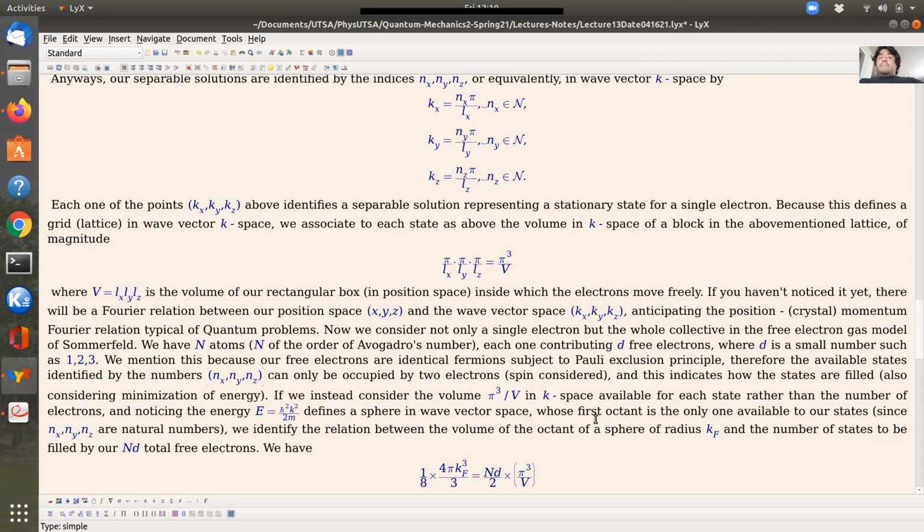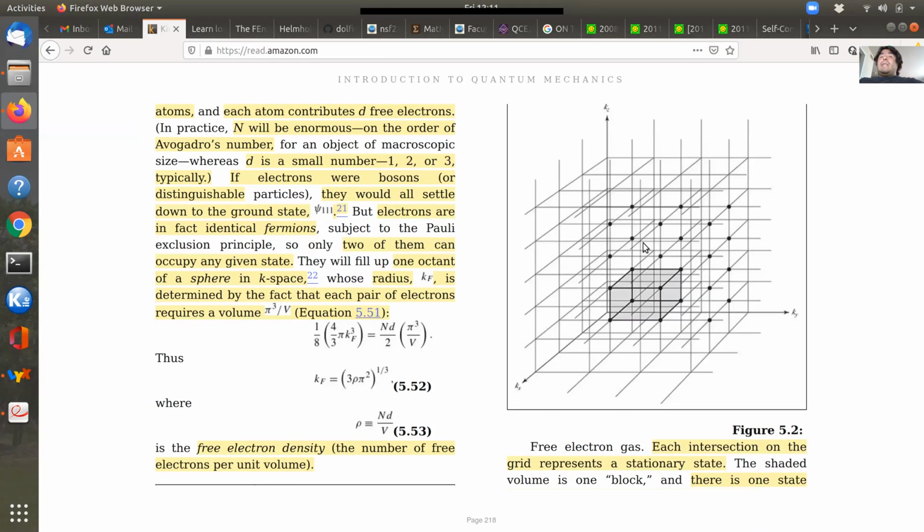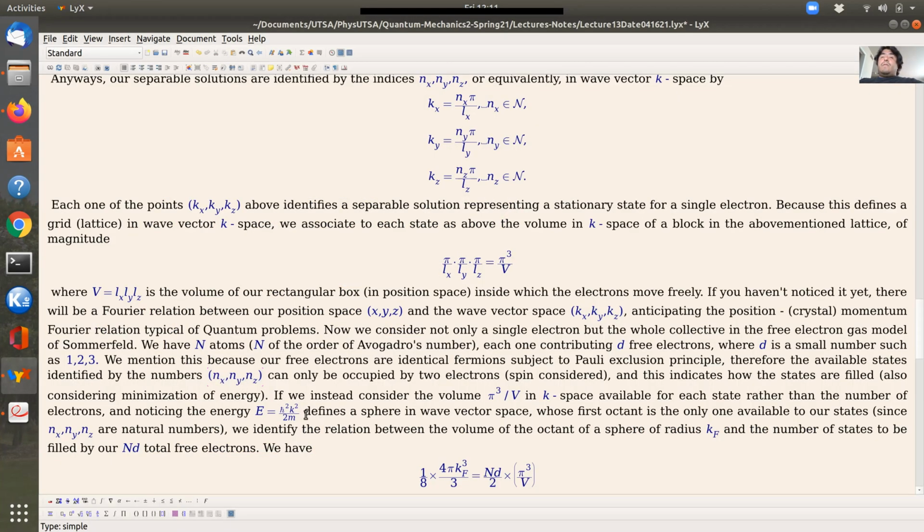So what we want to do is to basically count how many electrons we have on a given spherical shell, because energies are defined by the norm of k squared. So we consider the volume in k space for each state instead of the number of electrons, because we'll essentially jump from this lattice symmetry to spherical symmetry due to energy considerations in order to fill the states.